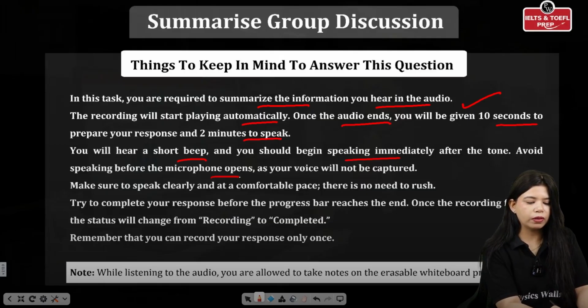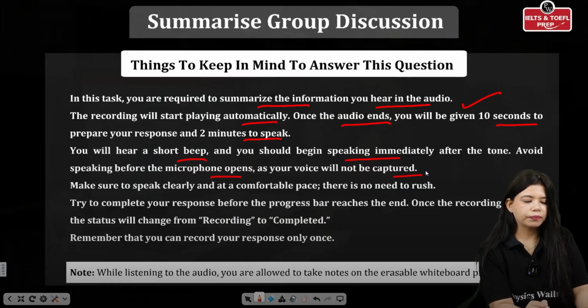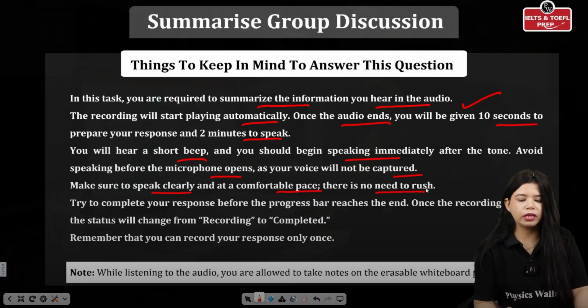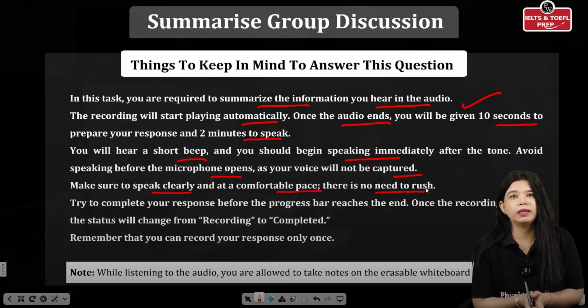Avoid speaking before the microphone opens, as your voice will not be captured. So this is important. Once you hear the beep, only then start speaking. Make sure to speak clearly and at a comfortable pace. There's no need to rush. Your pronunciation needs to be clear.